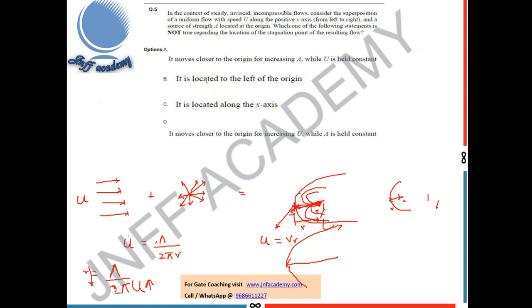What is asked in the question? Choose the statement which is not true. That's very, very important. Not true regarding the stagnation point location. So option A is the false statement, which is the right answer for this question. Okay.